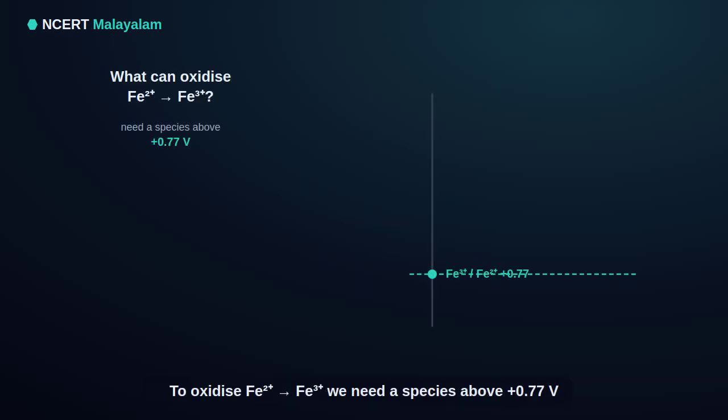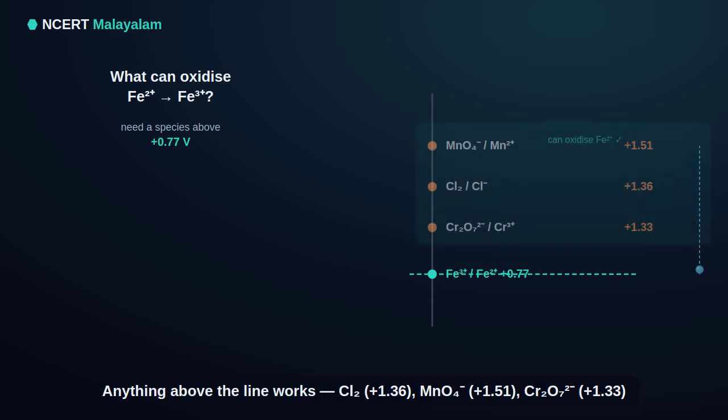Suppose we want to oxidize iron 2+ into iron 3+. The iron 3+ iron 2+ value is plus 0.77, so we need a species sitting above plus 0.77 volts. Anything above that line can do it. For example, chlorine at plus 1.36, permanganate at plus 1.51, and dichromate at plus 1.33.